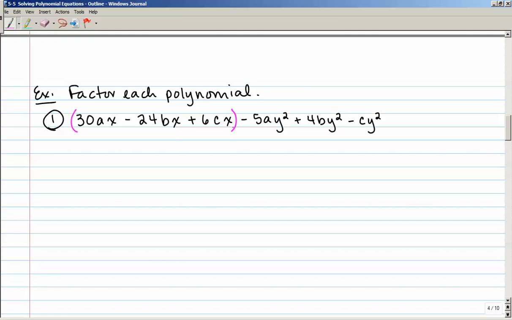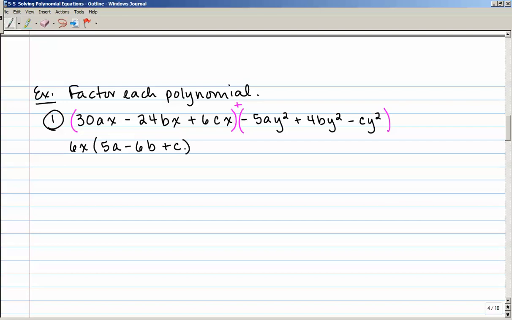I'm going to group the first 3. I'm going to group the last 3. Grab that minus, put a plus up there. And now, out of each set of pink parentheses, I'm going to take out a greatest common factor. For the first one, I think it's going to be a 6 and an x. So 6x, and that will leave me with 5a minus 6b plus c.